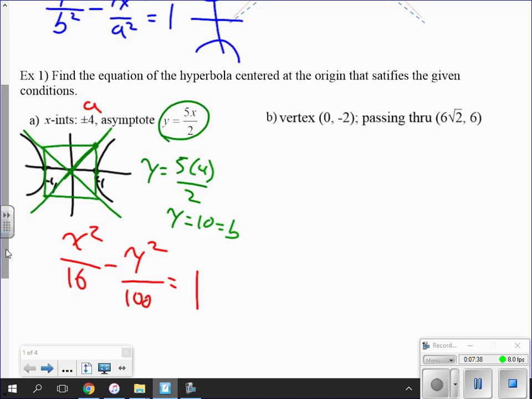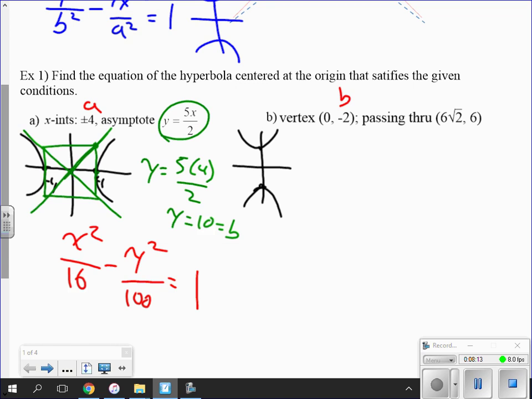Next one, same idea. Where is it centered at? It's centered at the origin. So just to make things a little easier to get going, centered at the origin, we have a vertex (0, -2). We have a vertex here on the y-axis. That means that it's going to open up and down like that. So we don't have our A from this. We have our B from this. So this gives us our B.